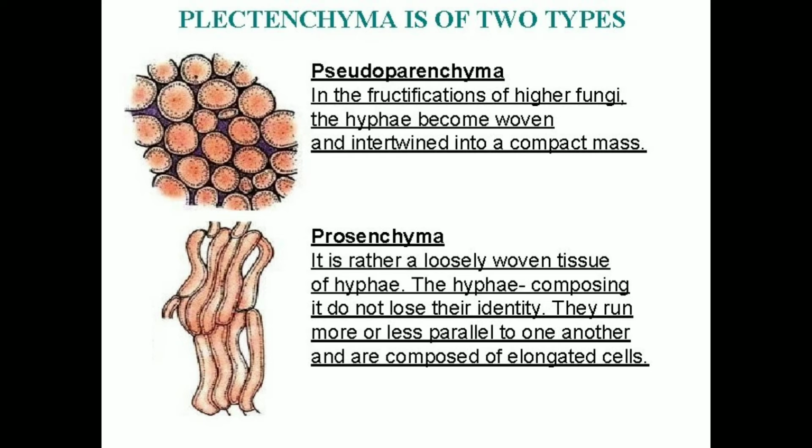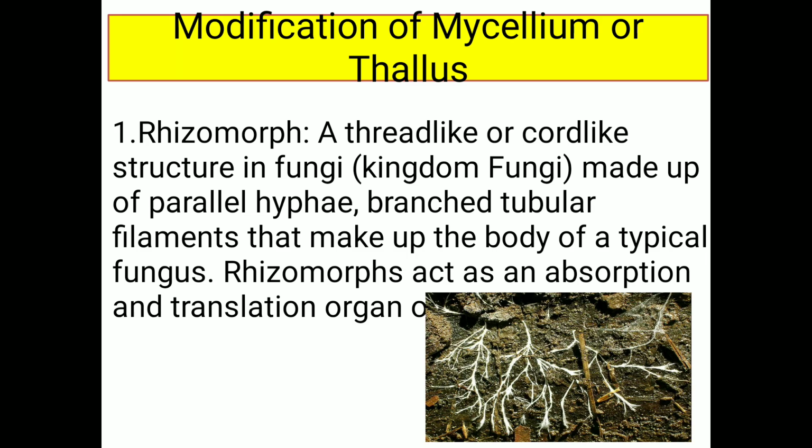And pseudoparenchyma is a somewhat circular or globular structure, whereas prosenchyma is elongated and parallel to each other. The next one is the modification of mycelium or the thallus. It is a very important point. Why does the mycelium or fungus modify itself?